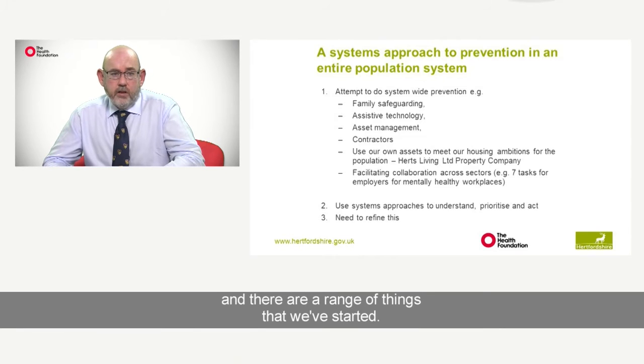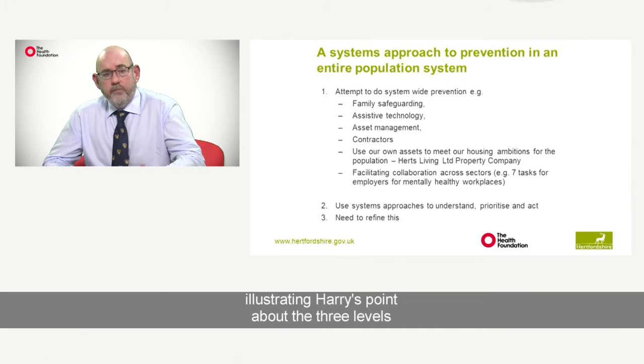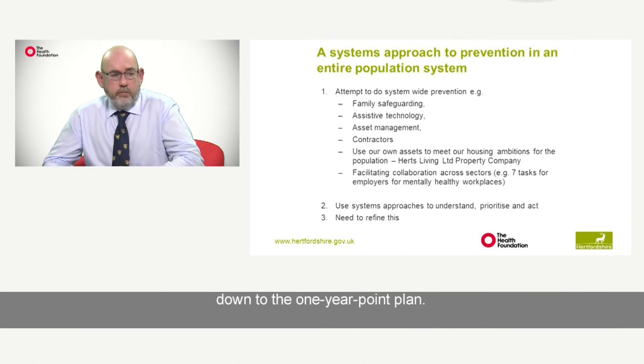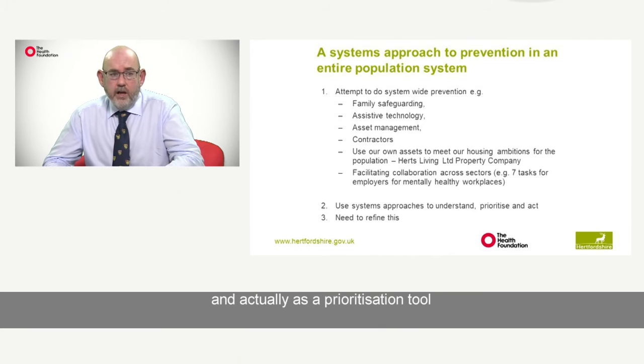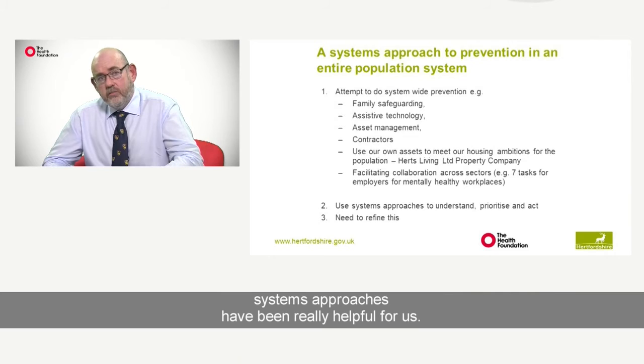There's a range of things that we've started. We can't do everything, so we've picked 6 or 7 areas, and those are some of them, where we think if we start, we'll have some long-term as well as some short-term effect, illustrating Harry's point about the 3 levels down to the 1-year point plan. We're using systems approaches to understand and prioritise how we act. And actually, as a prioritisation tool, systems approaches have been really helpful for us.